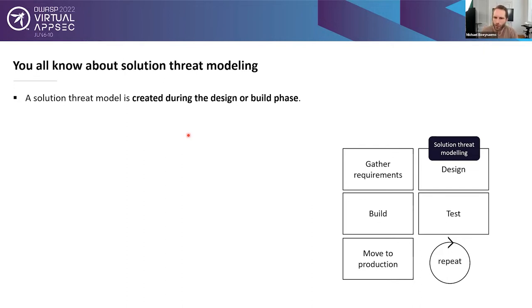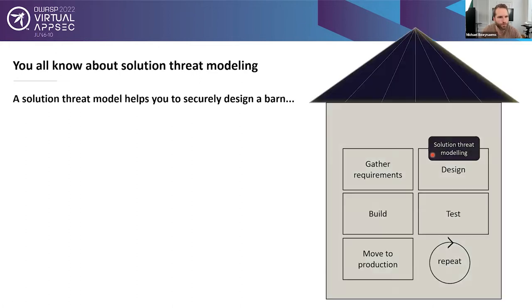If we look at the software development lifecycle, a typical one is displayed here, and perhaps you use some kind of agile model, but I put a nice repetition arrow here, which basically covers everything, right? So it's easy. But we typically do solution threat modeling in the design phase. So we gather the requirements, then we have the design, and then we should be doing threat modeling. And again, this is not something that all companies do already. So solution threat modeling is a must, and you should be doing it during the design phase. Then we go to build, test, move to production, etc. This, I assume, you know.